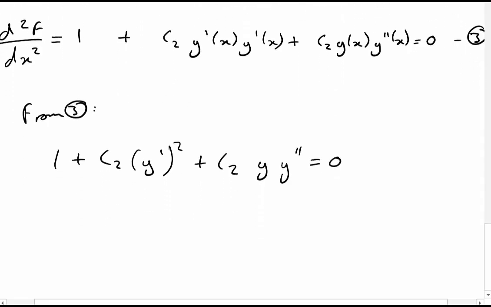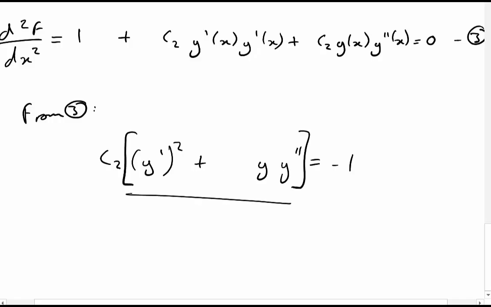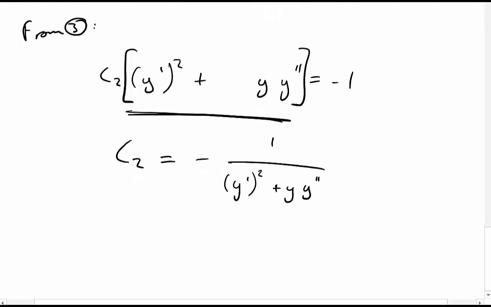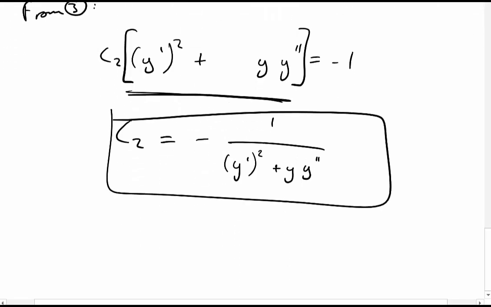Okay, so first things first, I'm going to take this 1 over to the other side, so I end up with minus 1 here. Then I can just factor out C2 out of this thing, and end up with that. Divide through by this thing, and I end up with C2 equals minus 1 over y dash all squared plus y times y double dash. Alright, so that's what C2 is now. I've found out what C2 is.